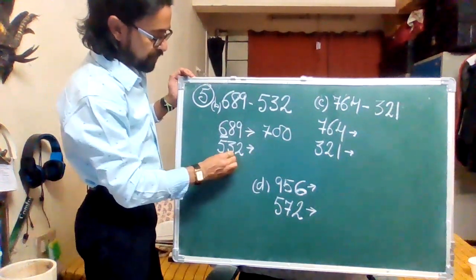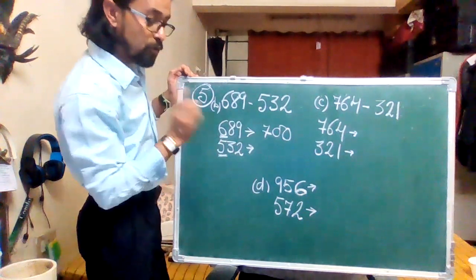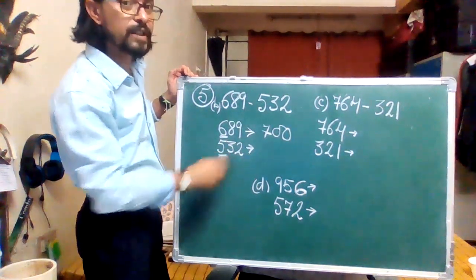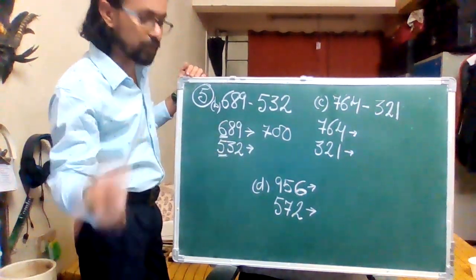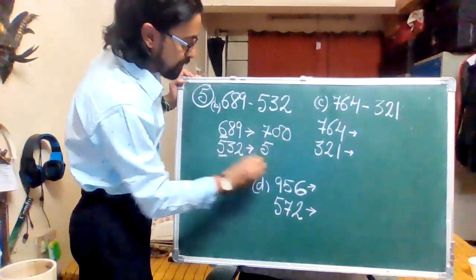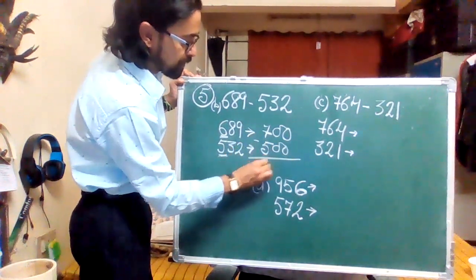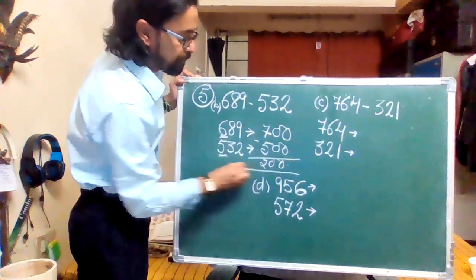Now after 5, I have 3. So this 5 changes to, does it change? No, it doesn't change because it falls in the first category, 0, 1, 2, 3, 4. So this 5 remains as 5 and the remaining digits become 0. 700 minus 500 gives me 200.